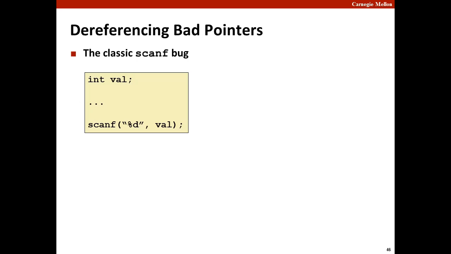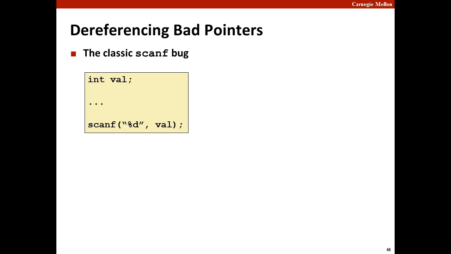Dereferencing bad pointers, we know this game, right? Everybody did this the first time they programmed in C. The first thing you did is tried to scan into an integer. Oops. Then you were smart and read the man page. And it said that should be an integer pointer. So you added a star before val. How many people did that? Yeah, the rest of you lie.